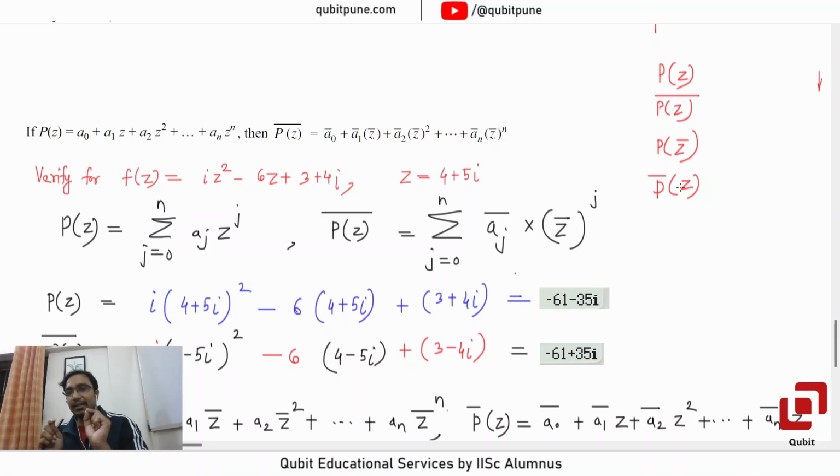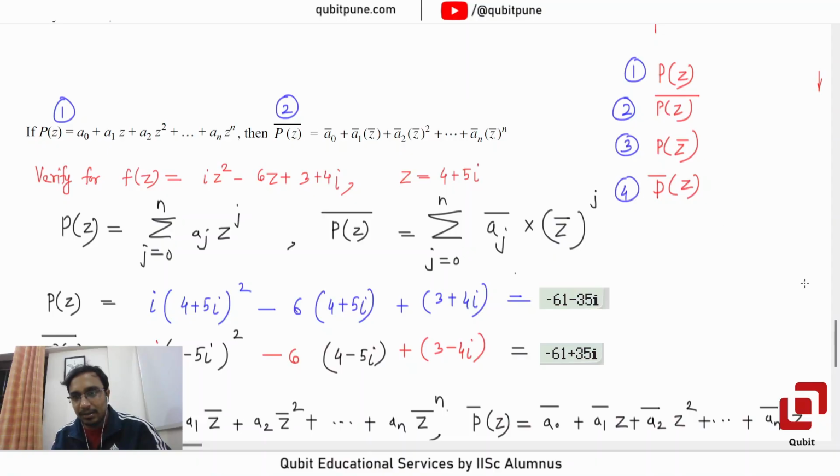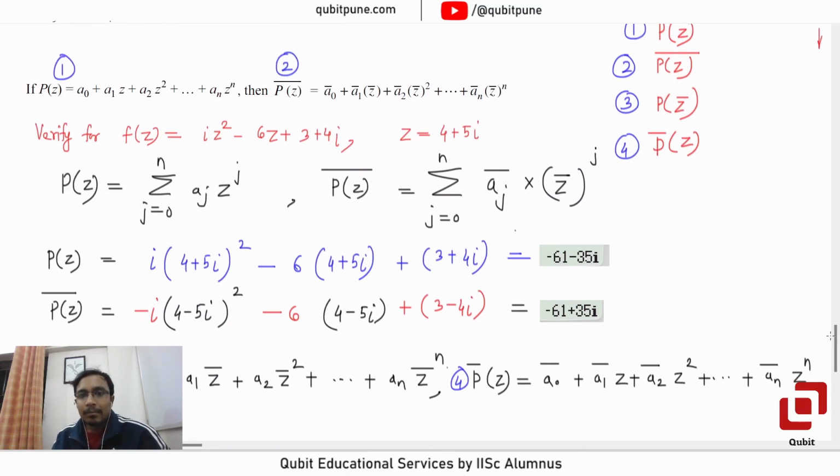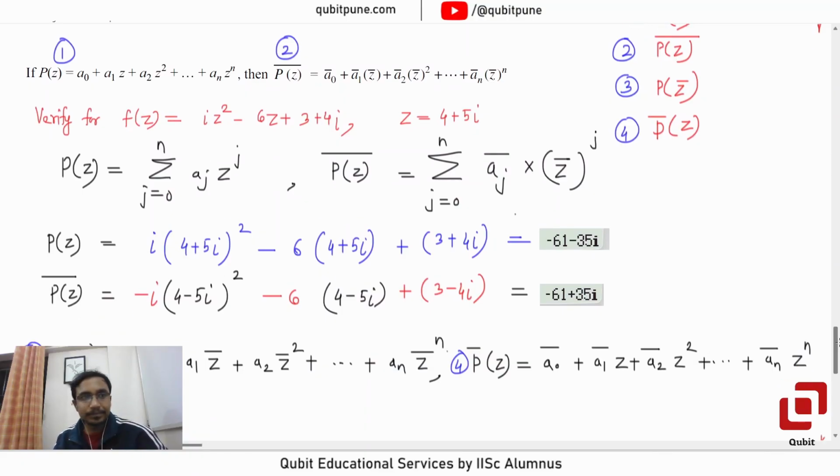The bar, or its position, precisely signifies what is meant. This is P of Z first, P of Z the whole bar second, P of Z bar third, and P bar of Z is fourth. Do you follow this? Yes? Okay.